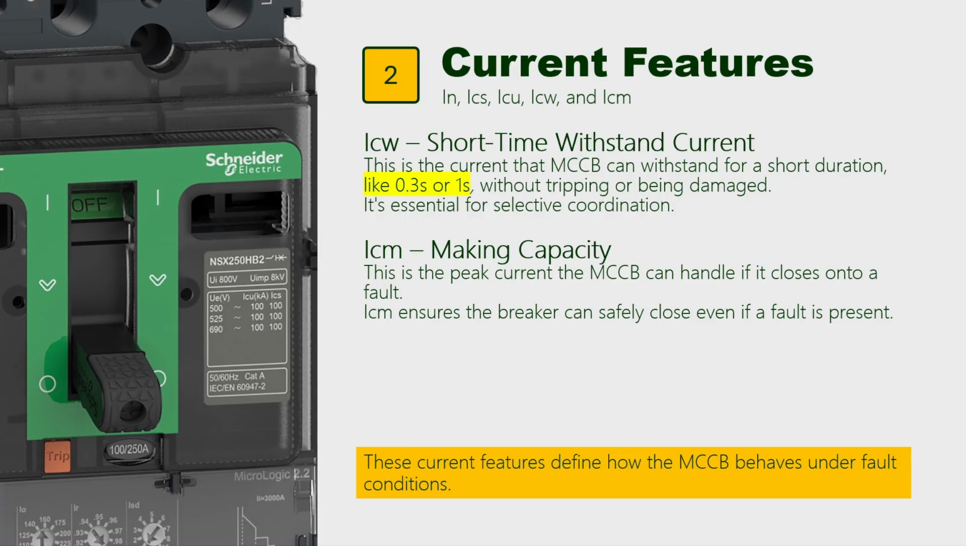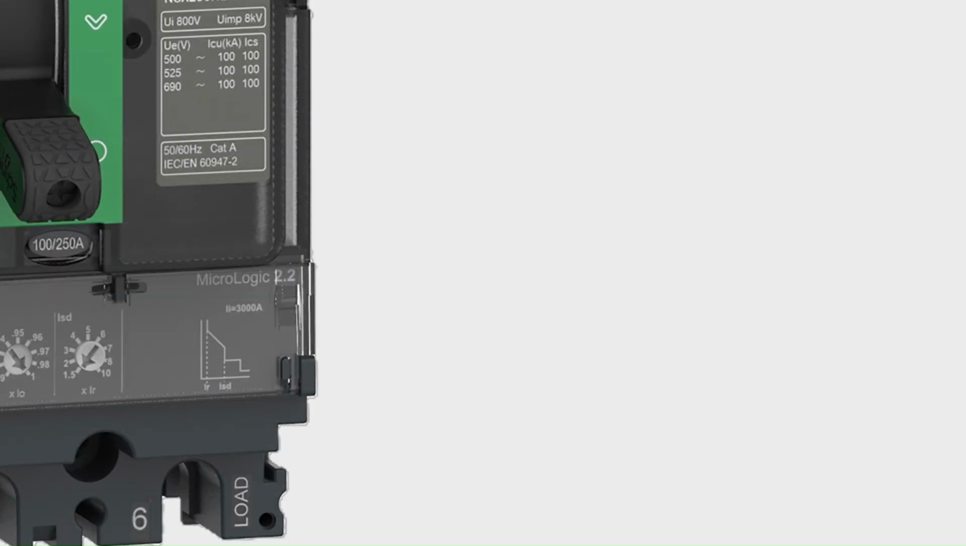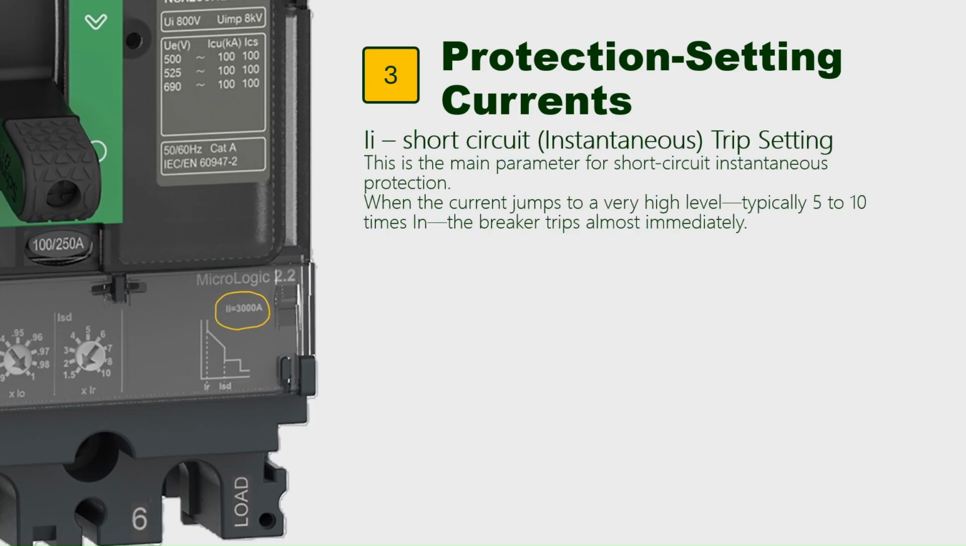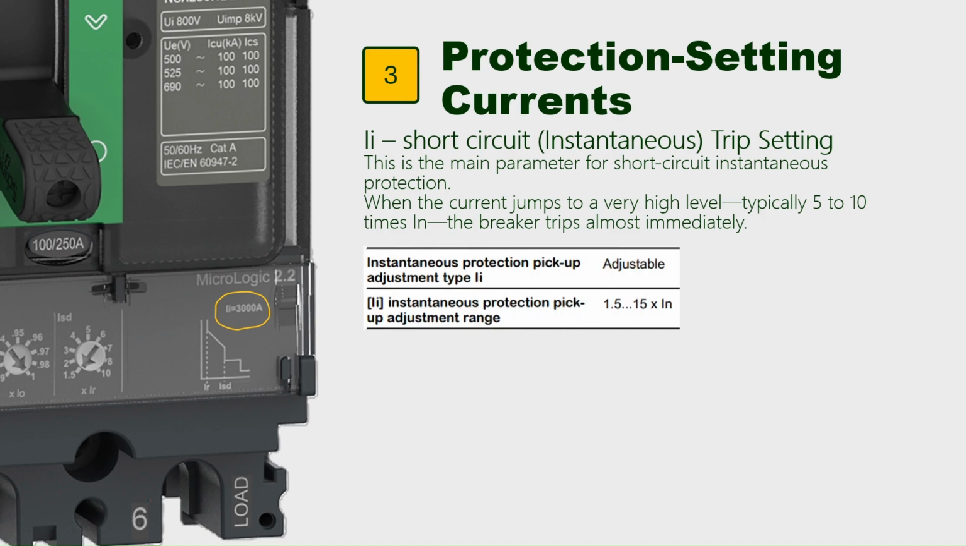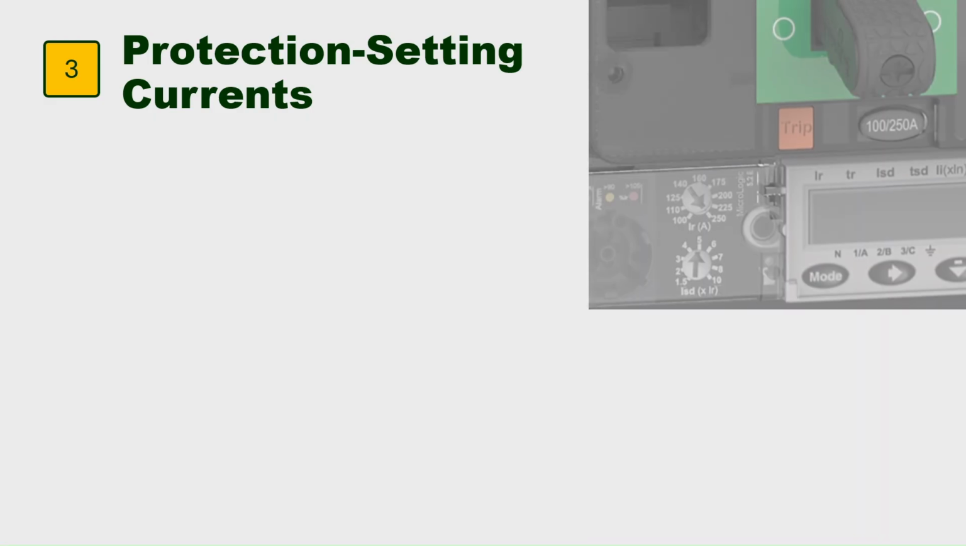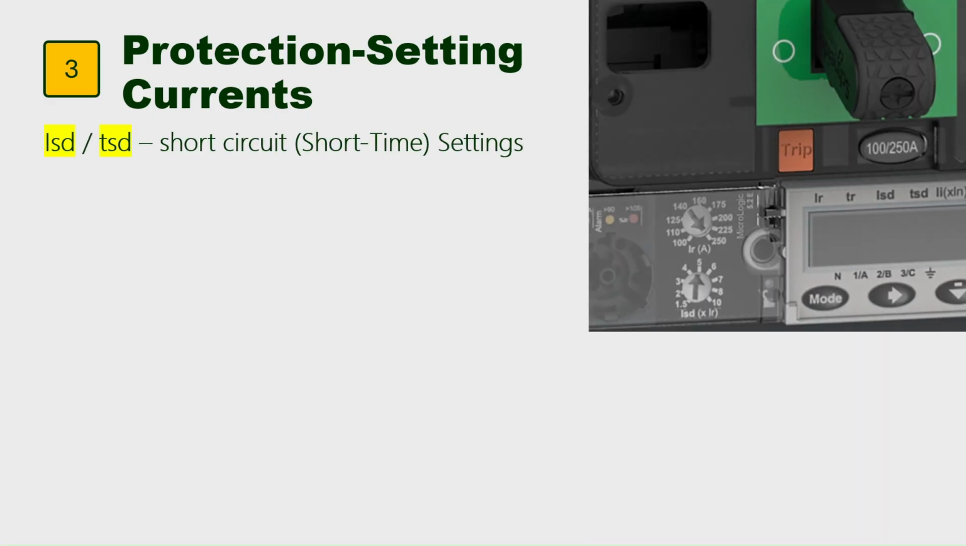Now let's look at the adjustable protection settings, the values you actually configure on the trip unit. II, short circuit instantaneous protection trip setting. This is the main parameter for short circuit instantaneous protection. When the current jumps to a very high level, typically 5 to 10 times IN, the breaker trips almost immediately.